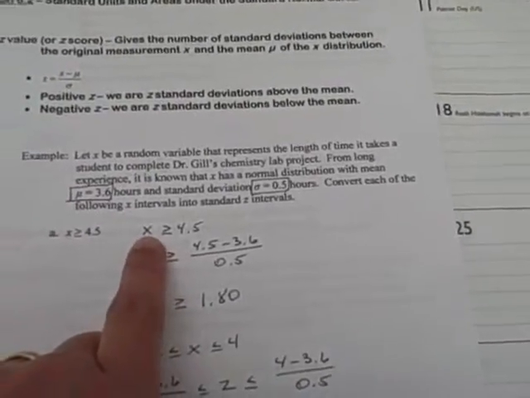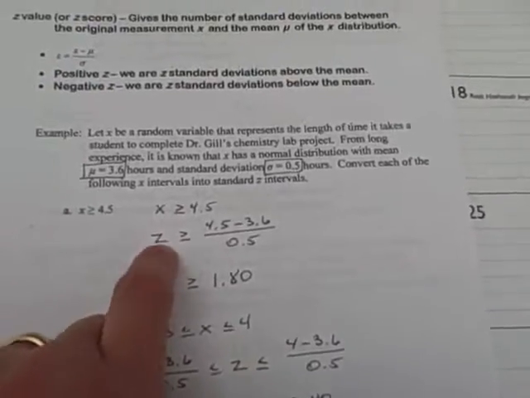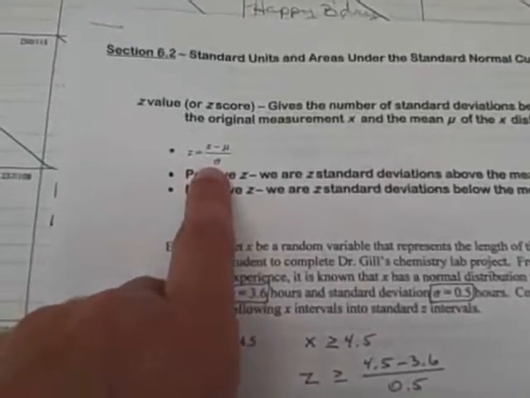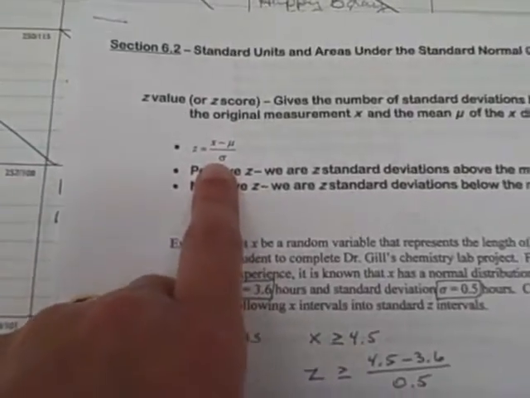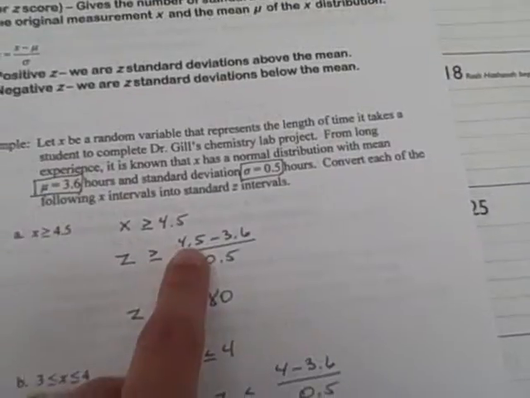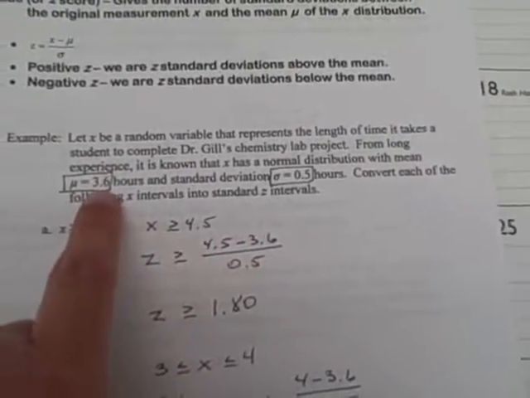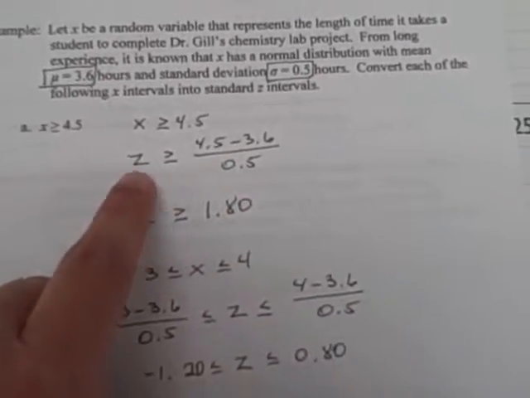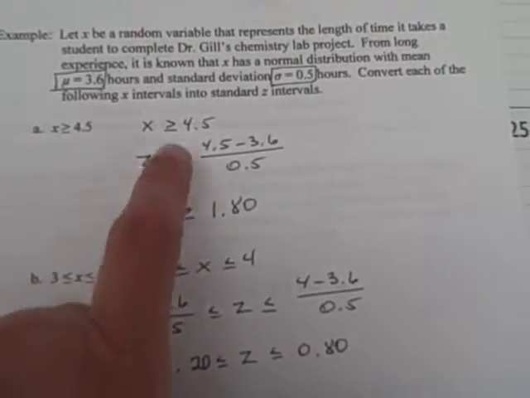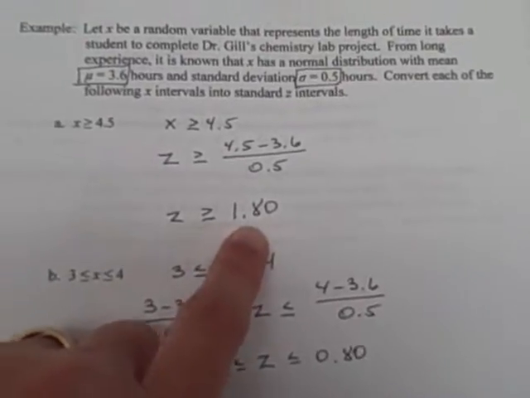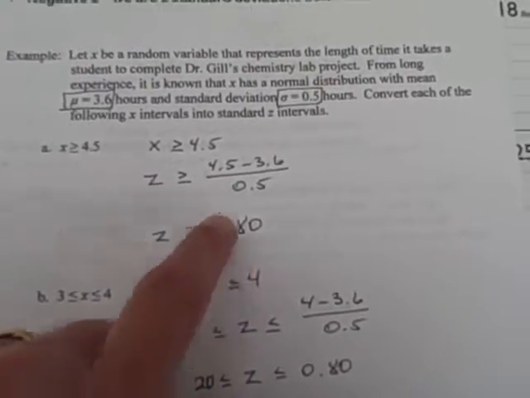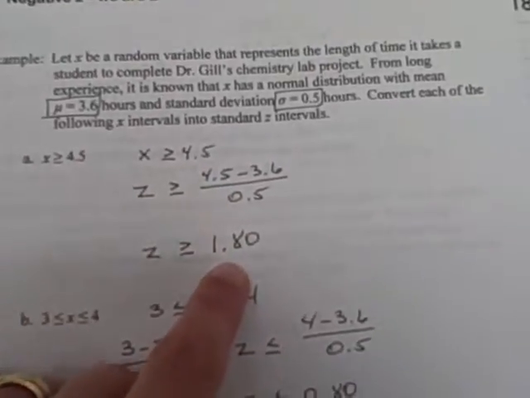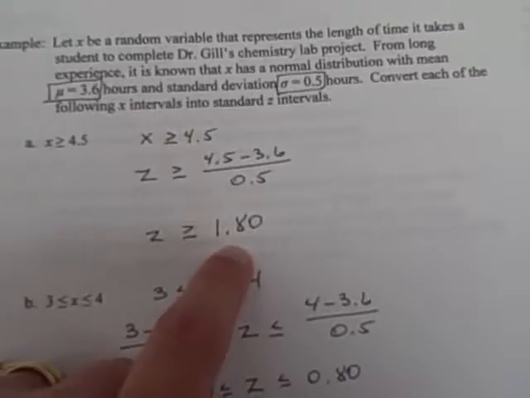So we're going to use our formula now. Instead of x, we're now going to have z. We're still going to have our greater than or equal to, and now we're going to use this formula up here, x minus mu over sigma. So 4.5 minus 3.6 over 0.5. Maintaining my inequality, I come down and I get z is greater than or equal to 1.80. Now this is telling me that this x value of 4.5 hours is 1.8 standard deviations above the mean.